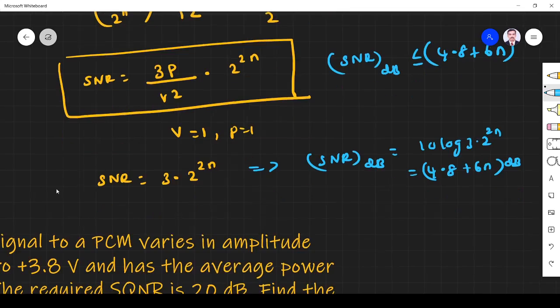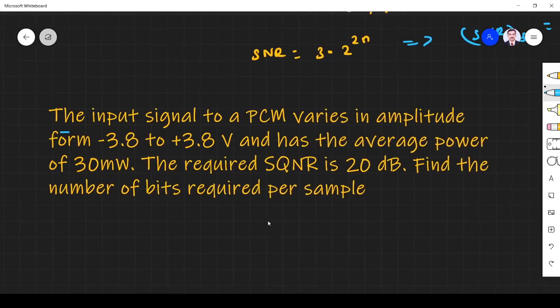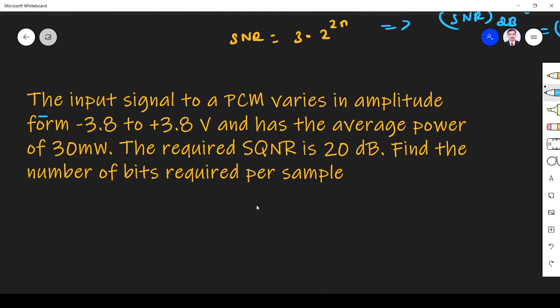Now let us solve the problem. The question is: the input signal to a PCM varies in amplitude from minus 3.8 to plus 3.8. So they have given the V value. V is 3.8, and the total interval is 7.6. Next, the average power they have given is 30 milliwatts. The required SQNR is also given, so SNR is 20 dB. Find the number of bits. What they ask is the n value.